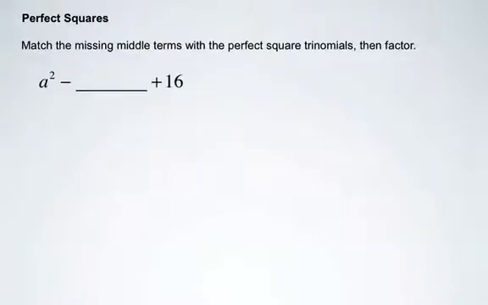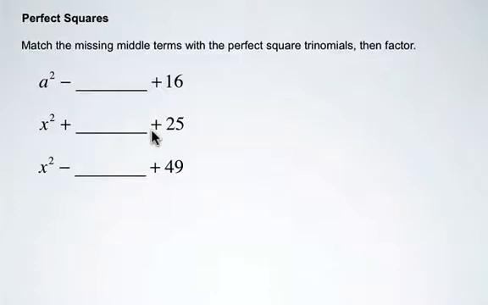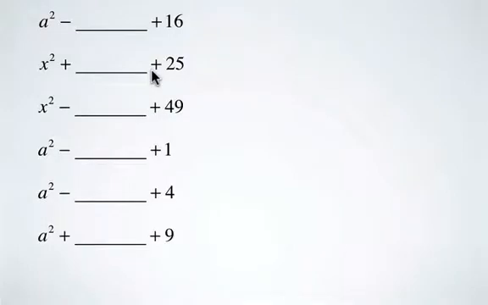We're going to match the missing middle terms with the perfect square trinomials. Then we'll factor. So, a squared minus what plus 16 will make this a perfect square trinomial? How about this one? What will make this a perfect square trinomial? Here we have our options.